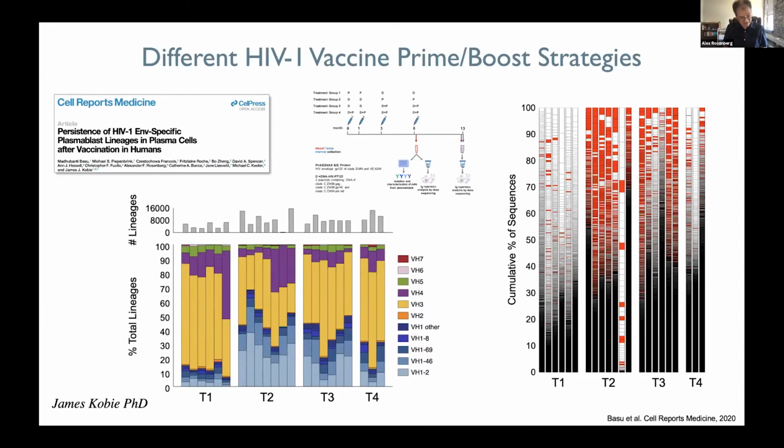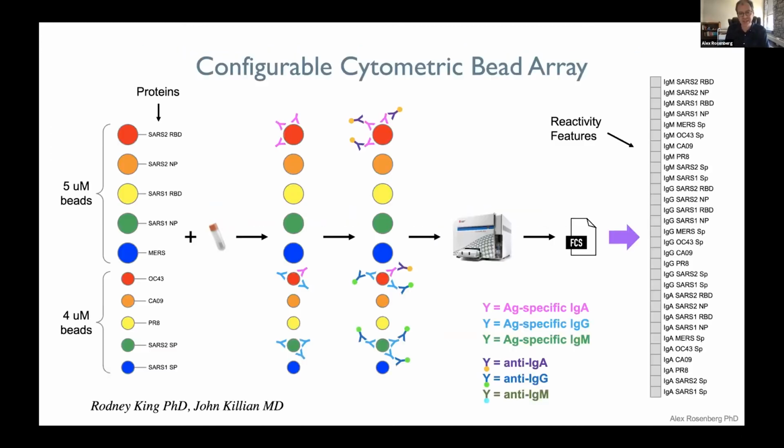So in the last 7 minutes or so, I'm going to switch gears and talk about a very different kind of process that we're working on. This is a cytometric bead array, which is designed to interrogate the seroreactivity to many proteins in human samples. This is the work of Rodney King and John Killian in microbiology. They've developed this assay, and we're currently applying it to COVID.